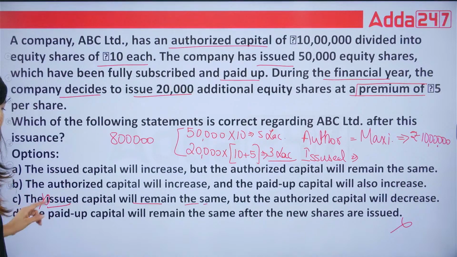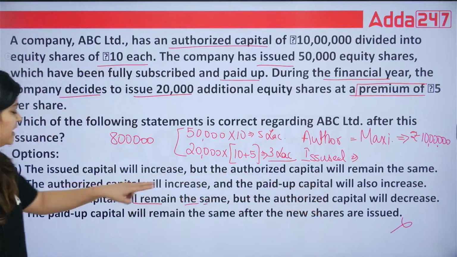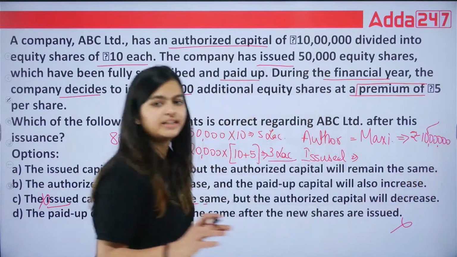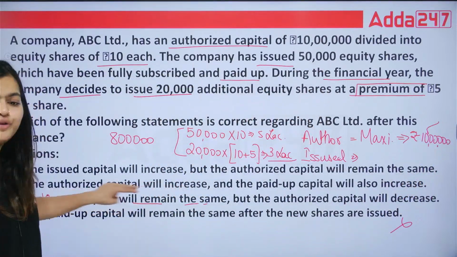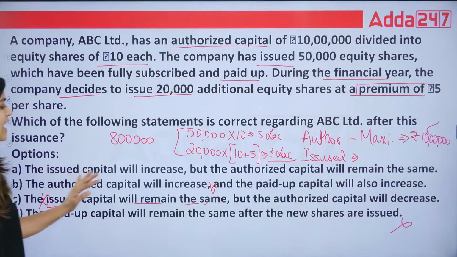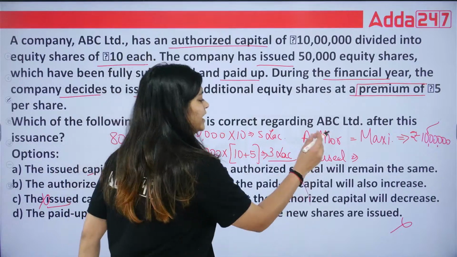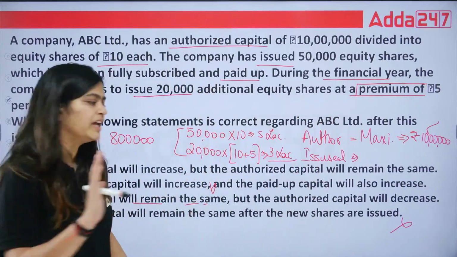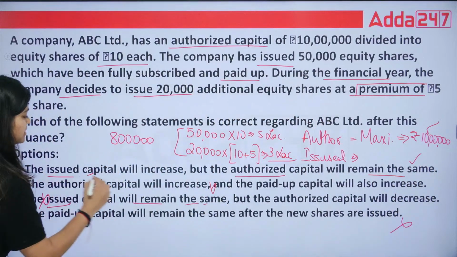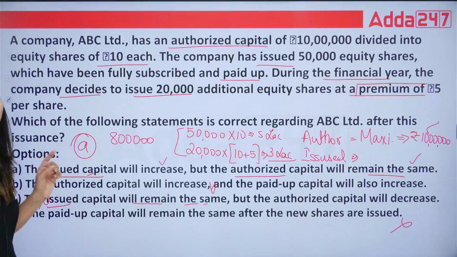If you see the B statement, the authorized capital will increase and the paid up capital will also increase. We are not increasing our authorized capital. Authorized capital is already 10 lakh. Okay, that is not increasing. So this statement is totally false. Now let's see the first statement. The issued capital will increase but the authorized capital will remain the same. Yes, because we are issuing less than 10 lakhs. So we are not changing our authorized capital. That is also true. And with this, we are increasing our issued capital. That is also true. So the correct answer is A.